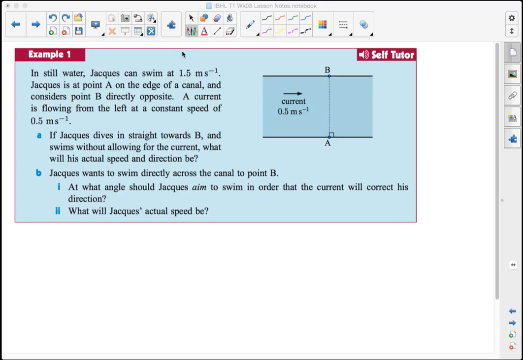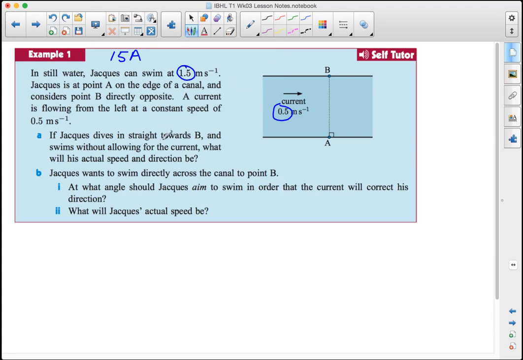So here goes example 1 from chapter 15. This is 15a about vectors. The typical vector problem whereby in this case Jacques wants to swim a river and there's a current in the river of 0.5 meters per second. Jacques can swim 1.5 meters per second and he needs to choose the direction that he needs to swim in.